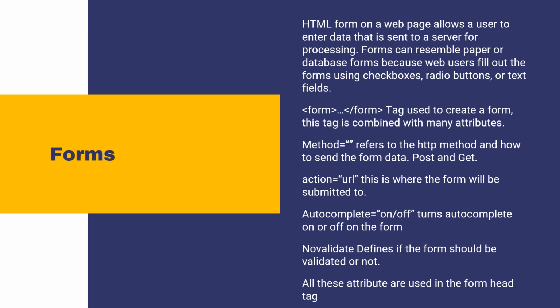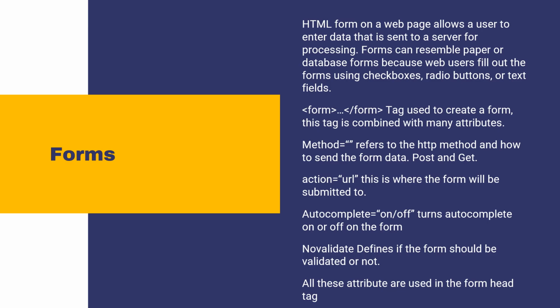Now, the form tag has an opening and closing tag. You can see we have the form opening and we have the closing form. And inside the opening form, we have some attributes that can be used. We have the method. The method refers to the HTTP method and how to send the form data. Whenever you fill data in the form, what does the data do? Is it being sent to someone, or is the data retrieving something for you? So that's what the method means. We have the post and the get.